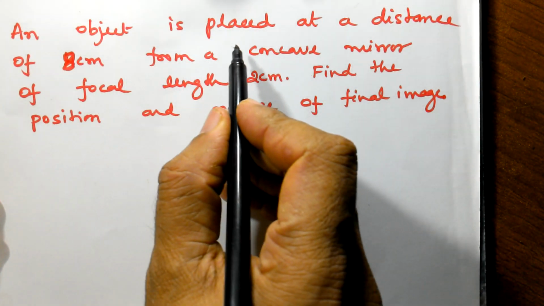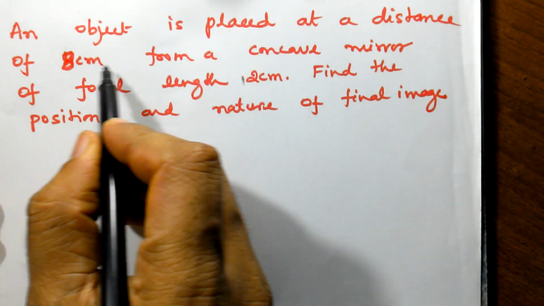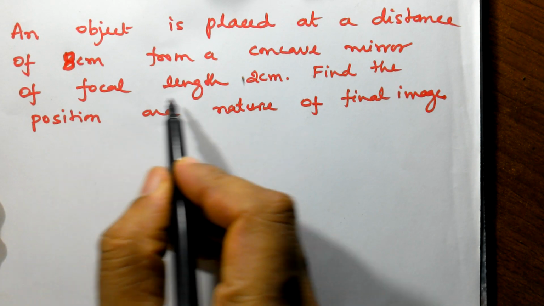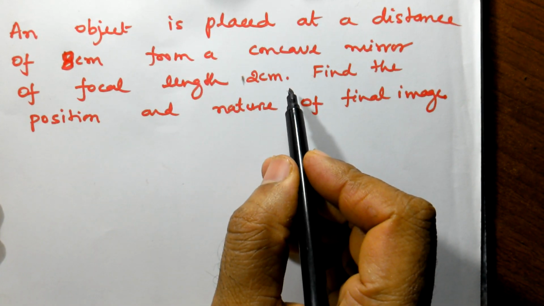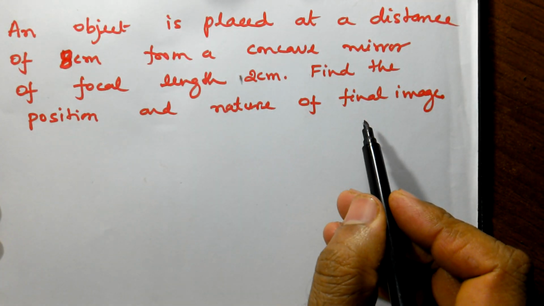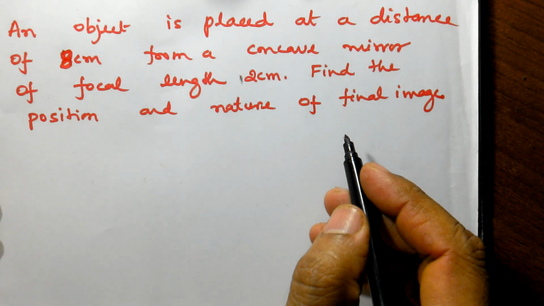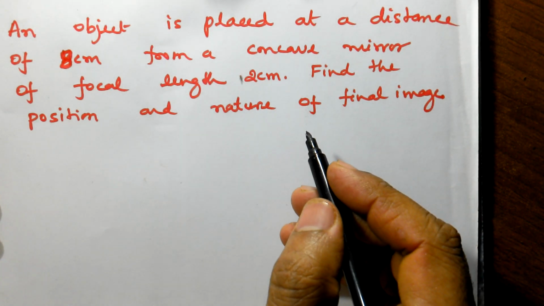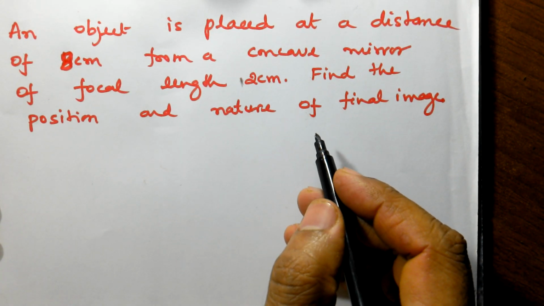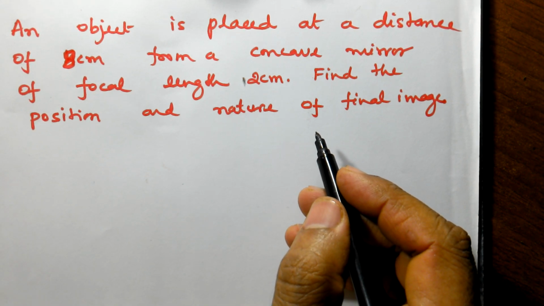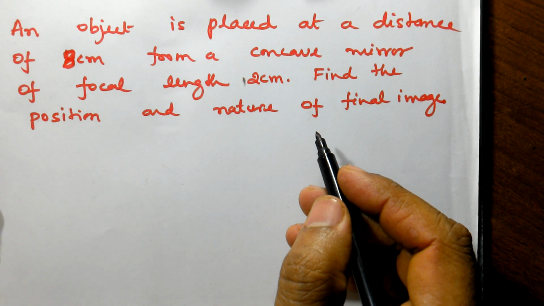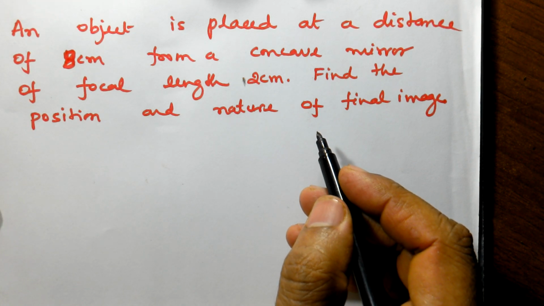An object is placed at a distance of 8 cm from a concave mirror of focal length 2 cm. Find the position and nature of the final image. Since this is a first problem, I will give more importance to how to solve this, and what things have to be taken care of when you solve different problems.